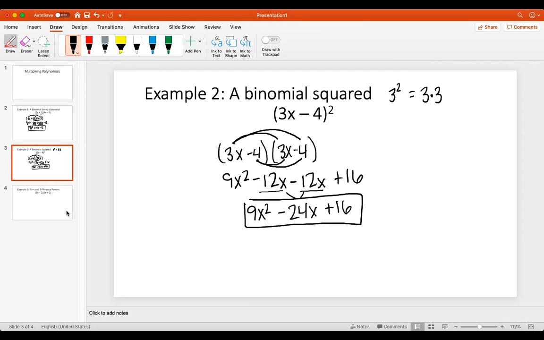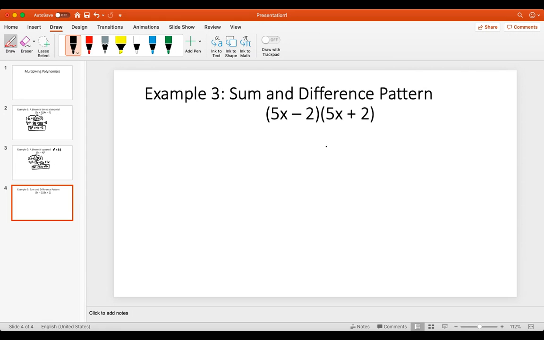And our last example. This time we have a sum and difference pattern. So it's not multiplying the exact same binomial times itself, but it's changing the signs between the two. So you see the sum and difference pattern. So when I have a situation like this, our steps are the same. We take 5x times 5x and 5x times 2, which gets me 25x squared plus 10x.